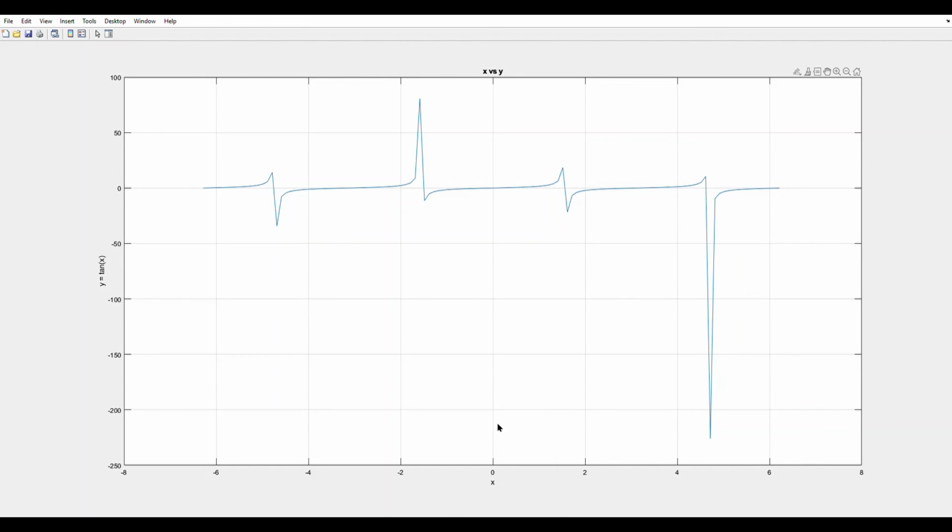We have an x label and a y label. Excellent. Our line width is 1 as we specified. Brilliant. This was a successful code.